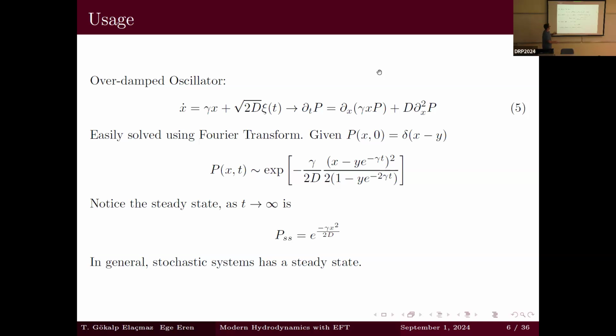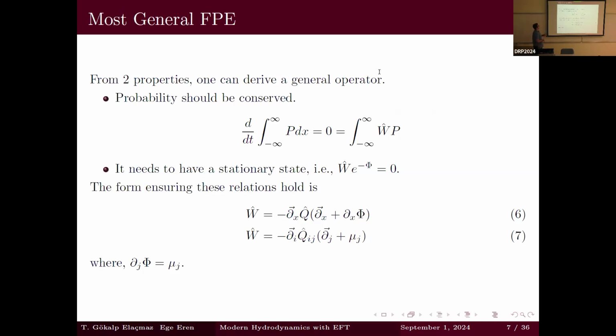Okay, the usage of this is if you have an overdamped oscillator, which is given by this equation where this is the usual damping and this is noise, then you get this equation with the probability density. P is our probability density. When you Fourier transform this and solve it and then inverse Fourier transform it, you get this equation. And when you take t to infinity, it leads to a steady state, which is the property that many stochastic systems have. That's why we will use it to derive a general Fokker-Planck equation, which will be even more helpful for us.